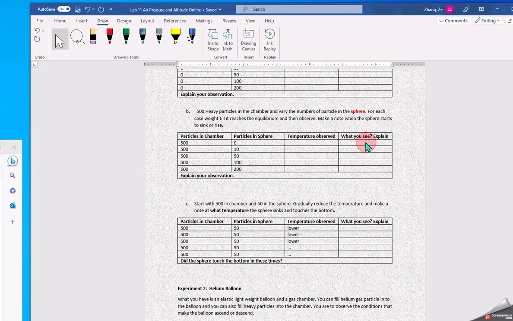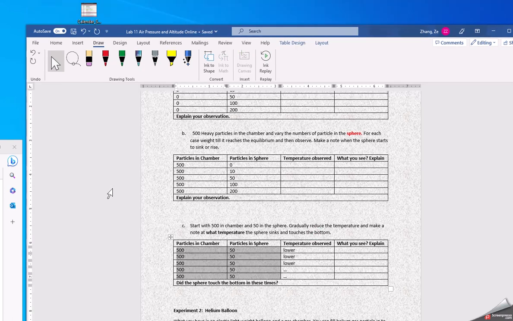Yeah, what you see, put in here. For example, if I see a balloon floating because the air molecules outside bump, pushing this thing up, and the weight is not being cancelled by the air molecules from the bottom, and so on. Okay, and then the next one is more specific.